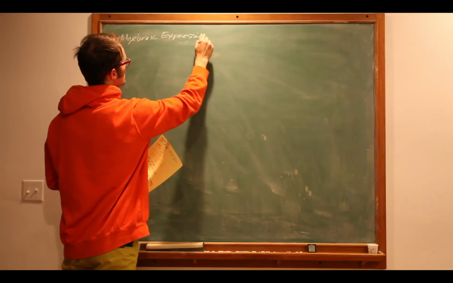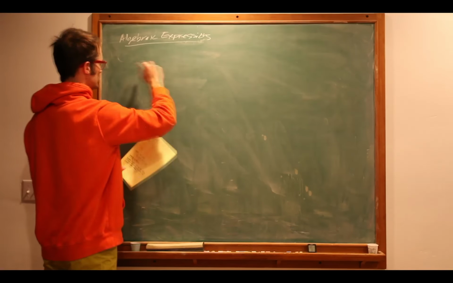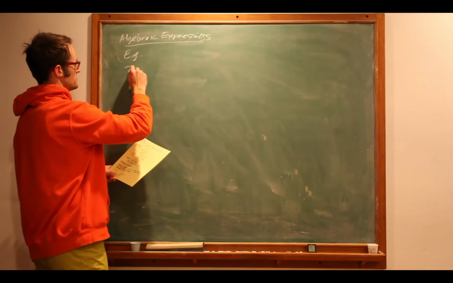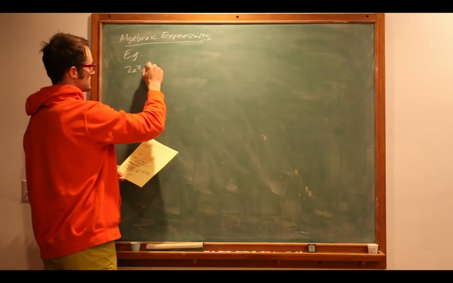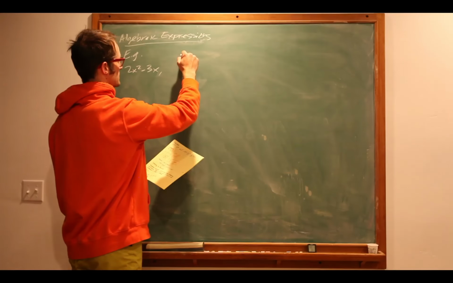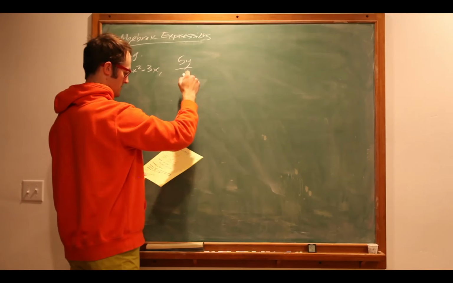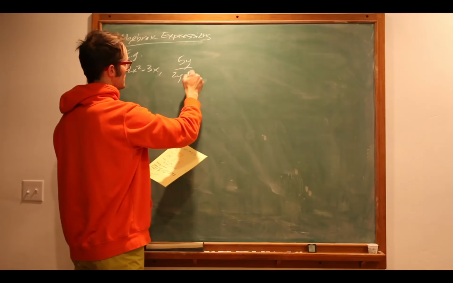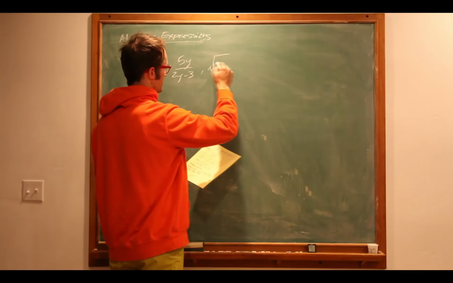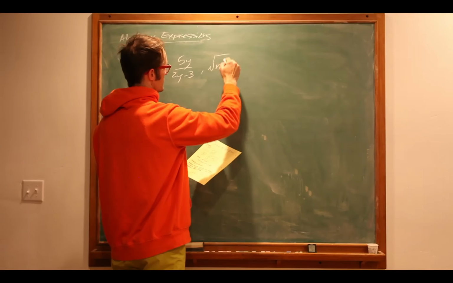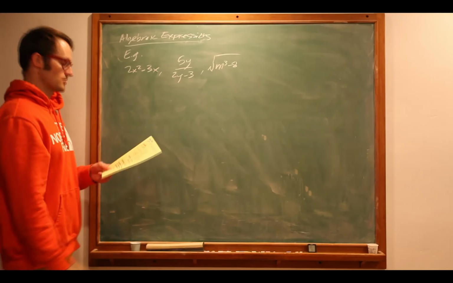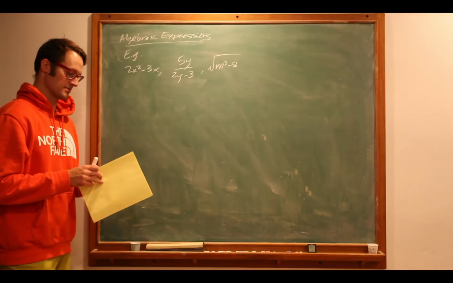Algebraic expressions, e.g., examples. So this is an algebraic expression, 2x squared minus 3x. This is an algebraic expression, 5y over 2y minus 3. This is an algebraic expression, the square root of m to the third minus 8. So those are just some examples of algebraic expressions.